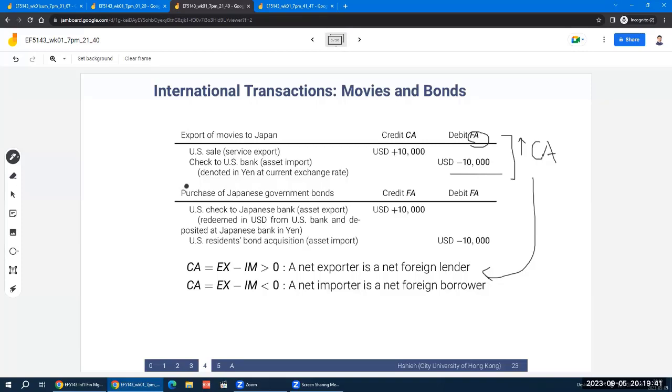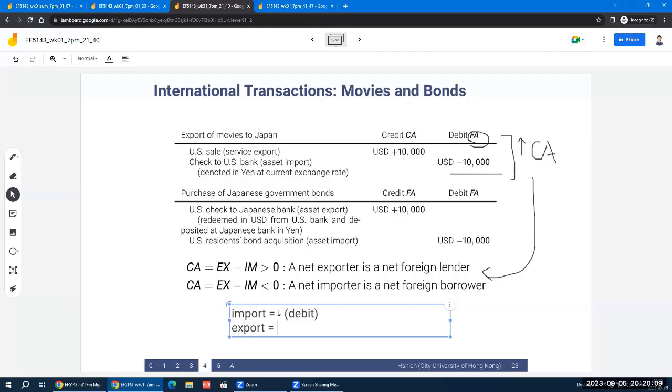Questions, comments on this export example? I'll give you another example of goods and services transactions soon. But questions on this example? So I will write this just in case people forget. Import is equal to minus, which is a debit, sorry. And export is going to be equal to a positive. It's going to be a credit.